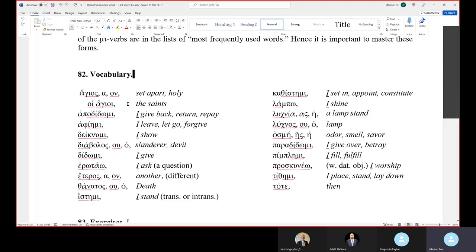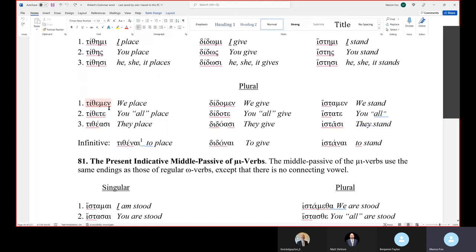Now we have a compound word here. It says apodidomi. So I'm going to break it apart. It's two words put together, apo and didomi. And so it's a compound word. It's going to be conjugated just like didomi. So we'd have apodidomi, and then it would have all the same forms we had back up here for didomi. Right here, these forms right here, but I can't highlight them. Those right there, and then these down here. Those forms.